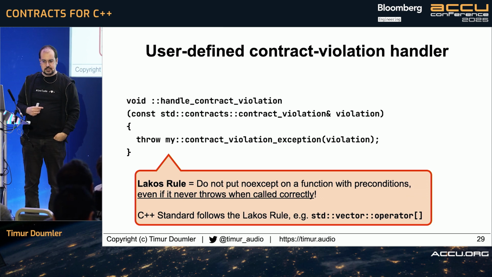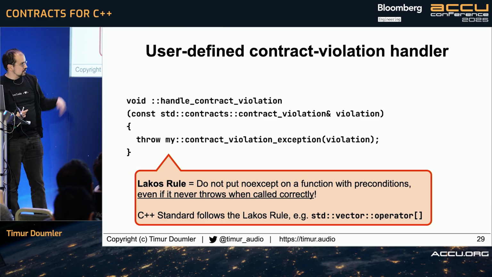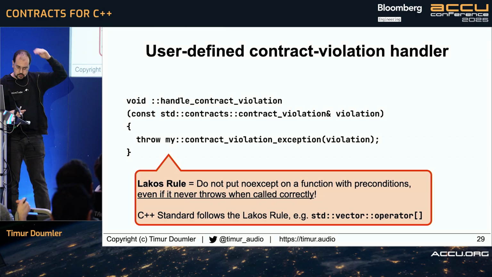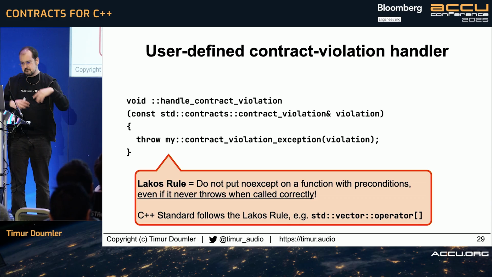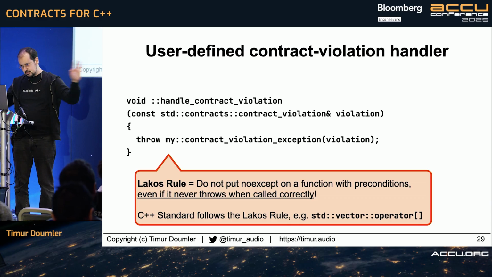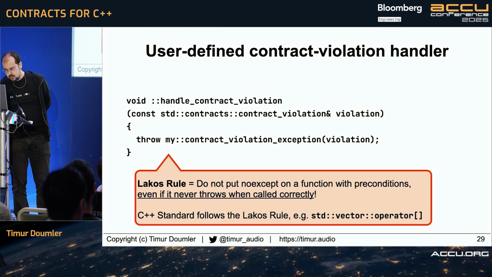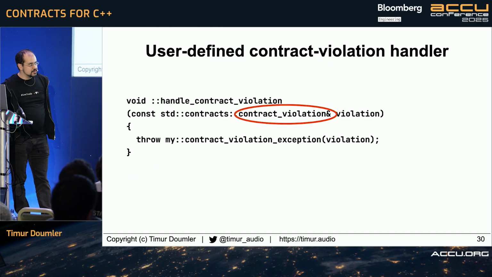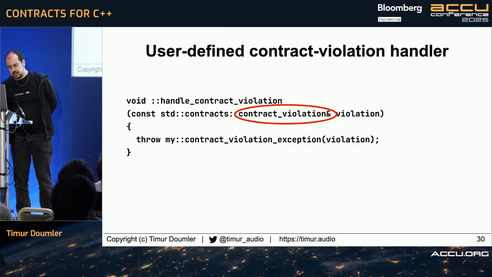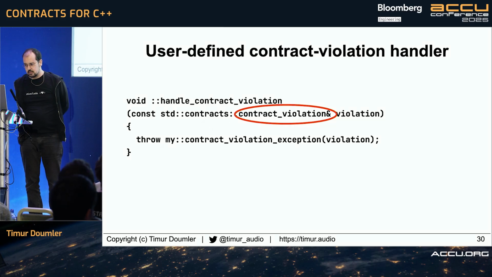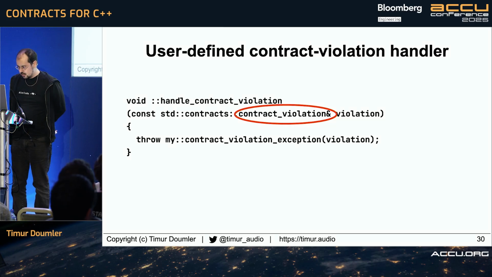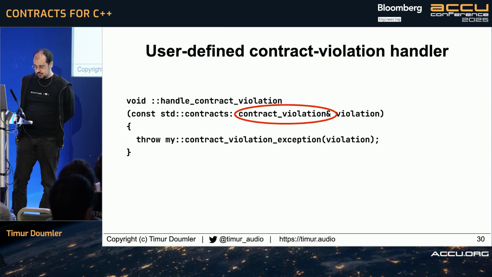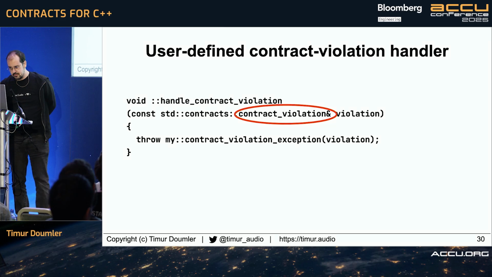So the C++ standard itself largely follows the rule. Vector operator square bracket, for example, does not have noexcept on it, although the actual implementations often do. That's a choice they can make. That's another topic I'm not going to talk about. Long discussion. More importantly, you have this parameter here that you get passed into your violation handler, which is this contract violation object. And that is something that the implementation provides for you, and that contains a bunch of information about the assertion that has been violated.